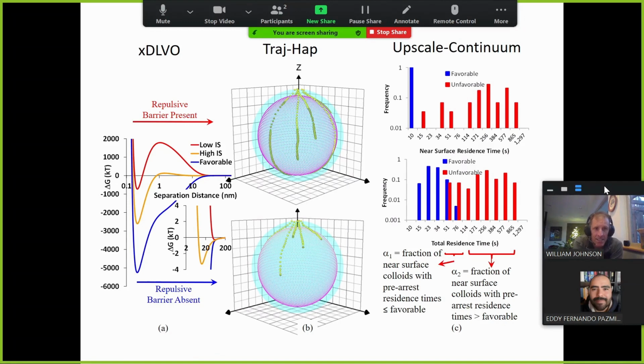I'm Eddie Pasmiño, and we are providing this software called Parti-Suite that is designed to move from nanoscale to pore scale trajectory simulations to continuum scale transport simulations. And so Eddie and I are going to talk to you about this software.